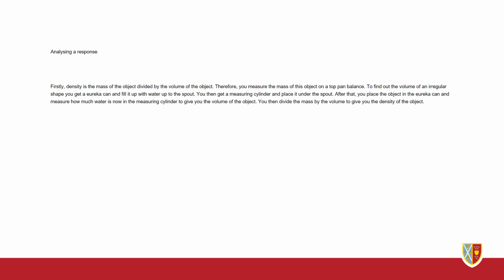So the response, or what we should have had, was something along the lines. So firstly, density is the mass of the object divided by the volume of the object. Therefore, you measure the mass of the object on the top pan balance. To find the volume of an irregular shape, you get the Eureka can and fill it up with water to the spout. You then get a measuring cylinder and place it under the spout. After that, you place the object in the Eureka can and measure how much water is now in the measuring cylinder to give the volume of the object. You then divide mass by the volume to give the density of the object.